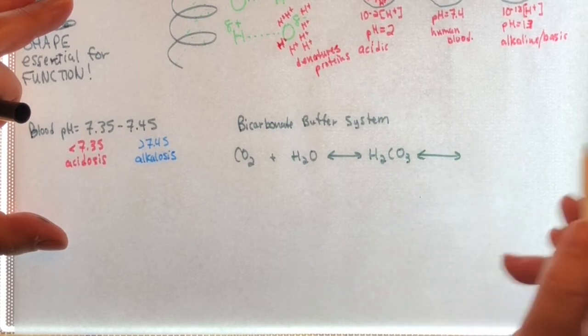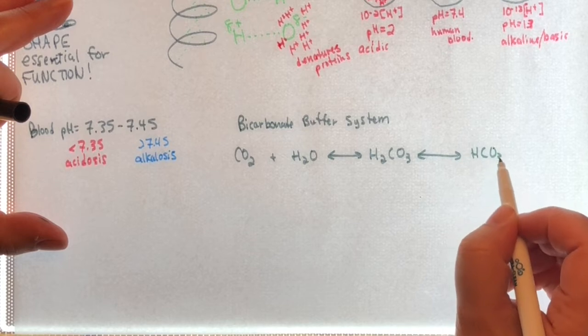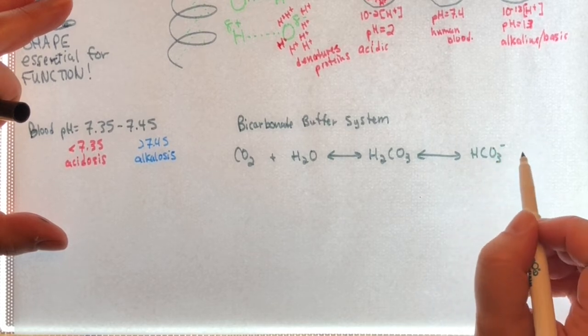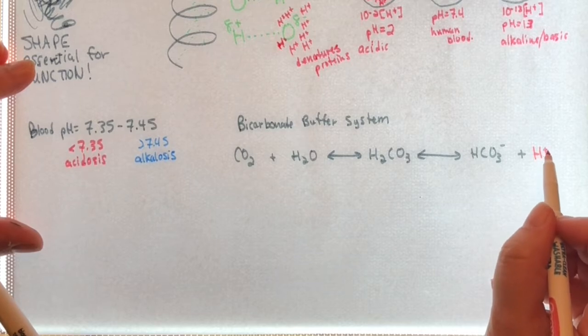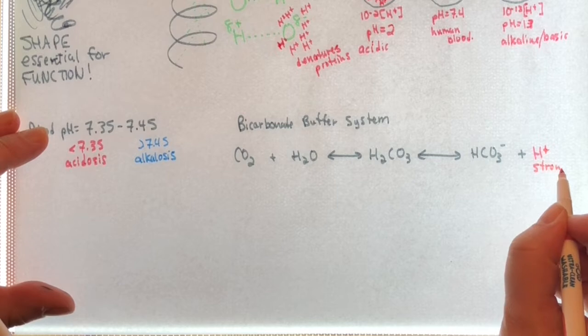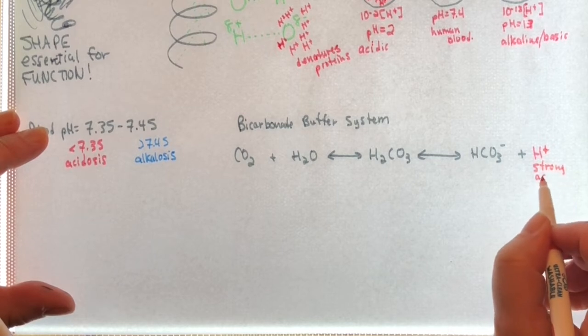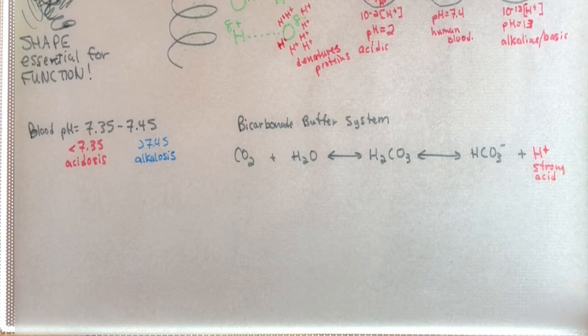CO2 plus H2O. You'll notice that the arrows are doubled. We have double-sided arrows. Will convert into H2CO3. Another set of double-sided arrows. And then we have the conversion of H2CO3 into HCO3 minus and H plus.